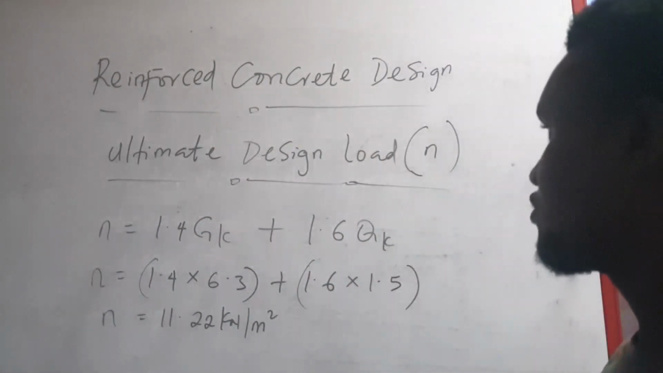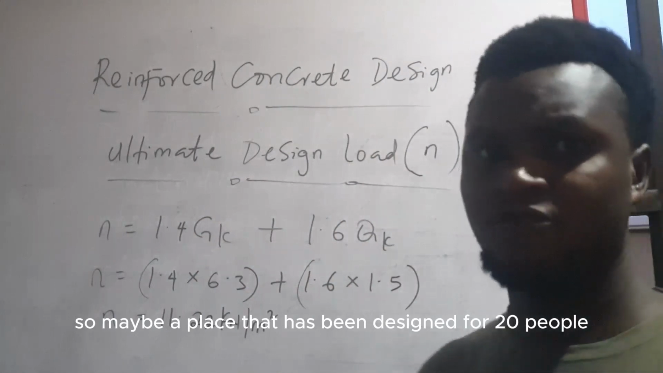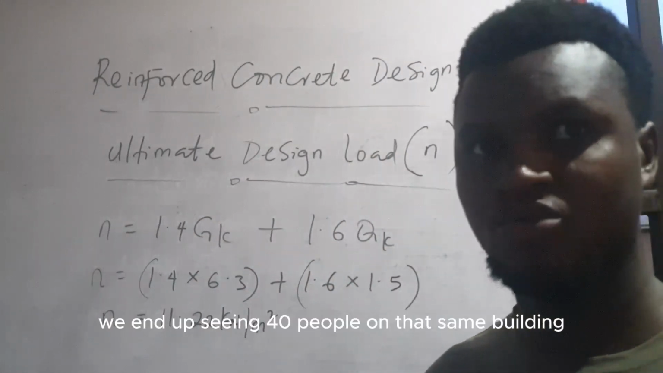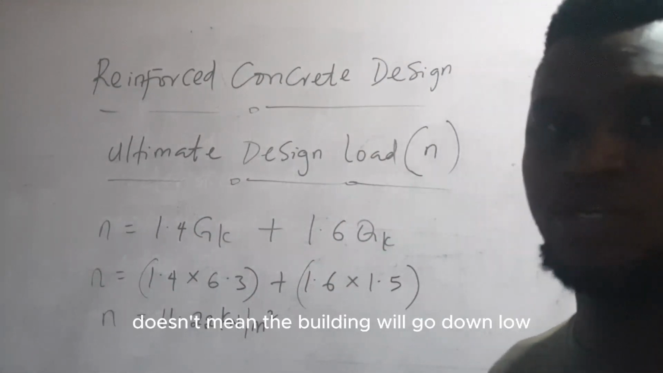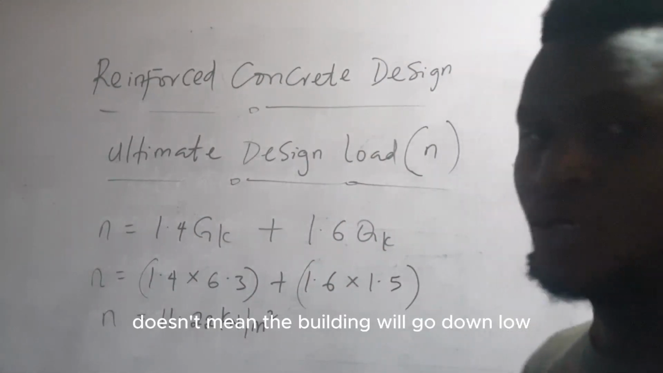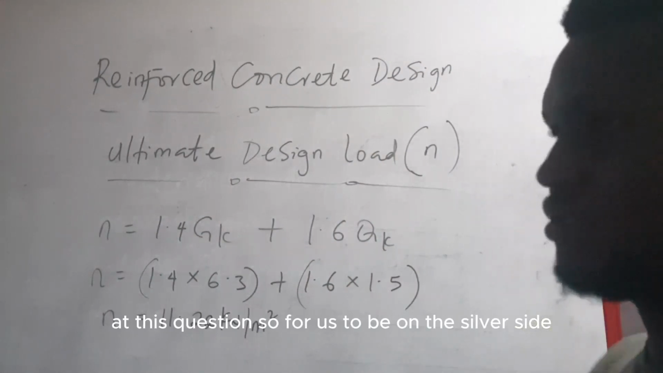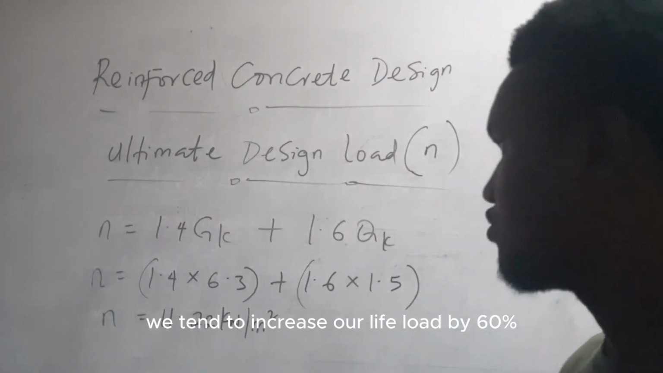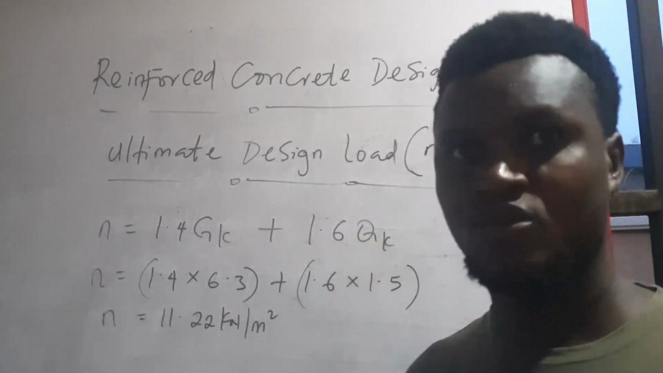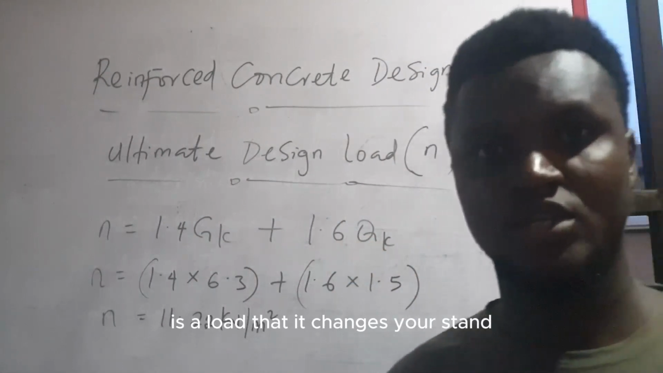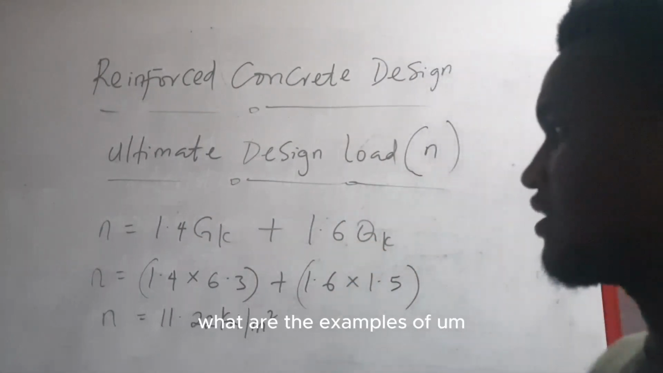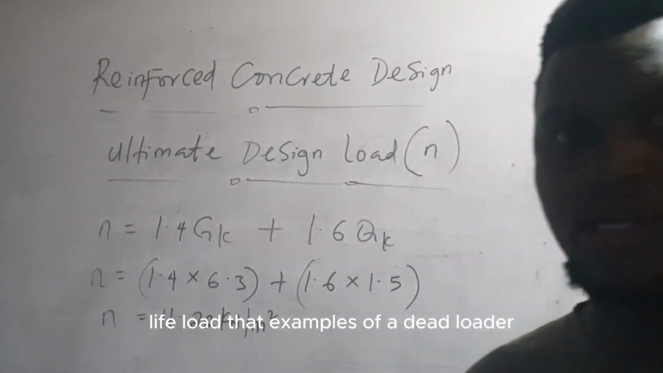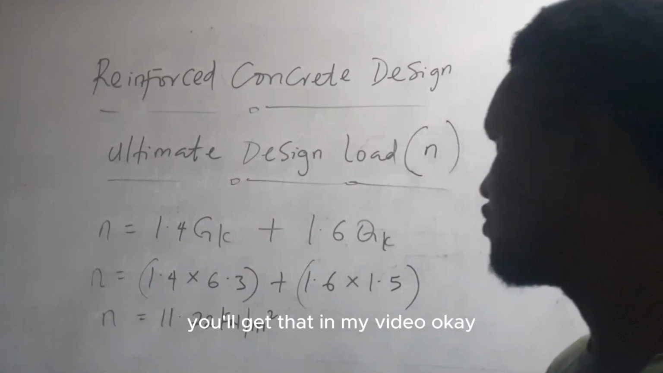So maybe a place that is being designed for 20 people, we end up seeing 40 people on that same building, we end up seeing 50 people on that same building. Doesn't mean the building will go down. So for us to be on the safe side, we tend to increase our live load by 60%. It's a variable load, it's a load that changes. You understand? What are the examples of live load? What are the examples of dead load? You'll get that in my video.